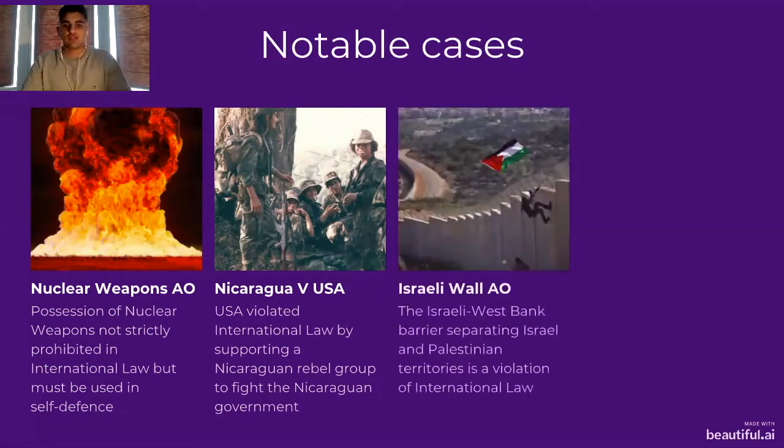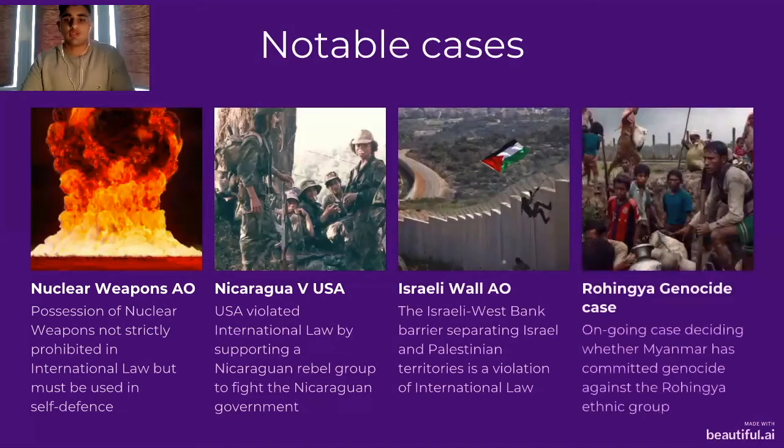Another interesting case again, the Israeli wall advisory opinion. So this picture you can see is the wall that separates Israel and the West Bank. And the ICJ ruled that the barrier separating Israel and Palestinian territories is a violation of international law. And this wall is unfortunately still up, and it's the source of a lot of contention in Palestine and in Israel. Even recently, it was still the case. And there's been a lot of new UN resolutions. There's been an ICJ case to say that this is illegal, but unfortunately, very little has been done about this, mostly again due to politics and due to power struggles between countries.